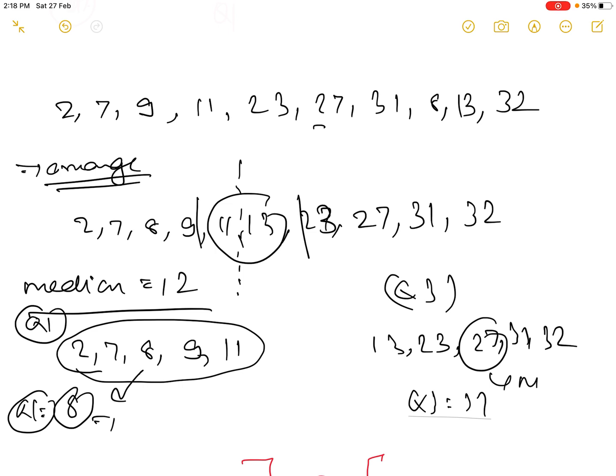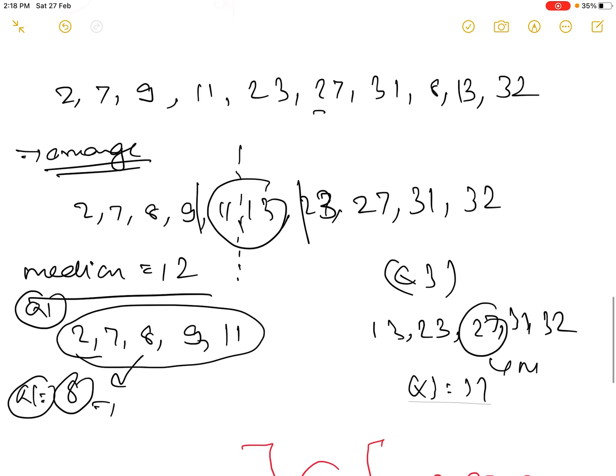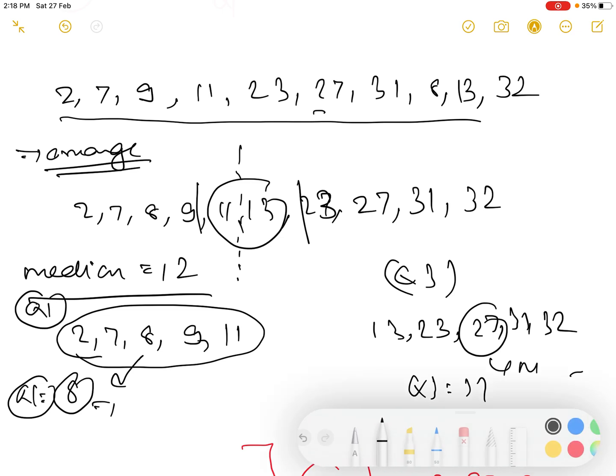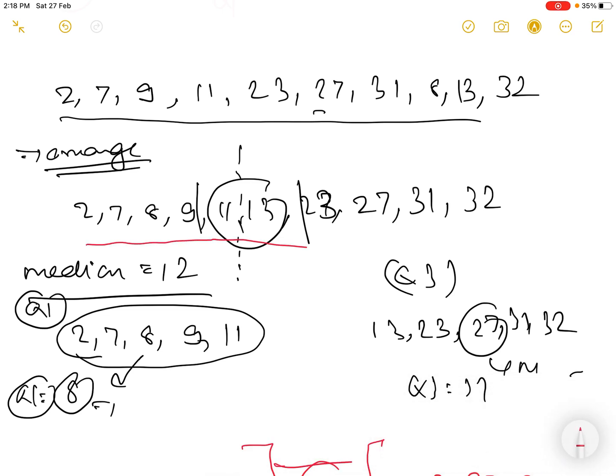So first we will do it for an even number of data points. Say these are your data points. Your first step as usual is to arrange them in ascending or descending order. Now you did it: 2, 7, 8, 9, 11, 13, 23, 27, 31, 32. Now first we'll calculate the median. How will we calculate the median? Again, it is the point which divides the data set into two equal parts.